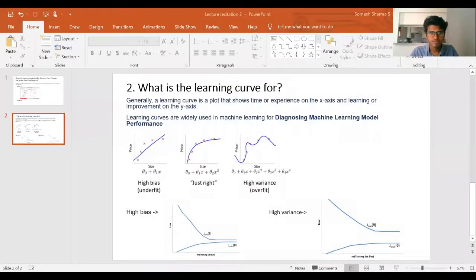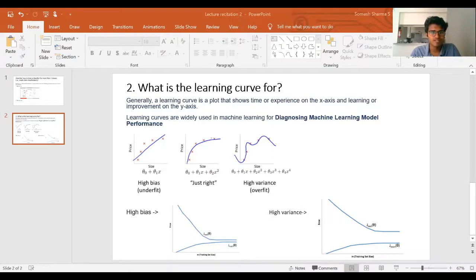Hi, now we'll be discussing the second question. Before that, I'll share my screen. I hope my screen is visible. Let me go to the question. The question is: what is a learning curve used for? I take it that way.